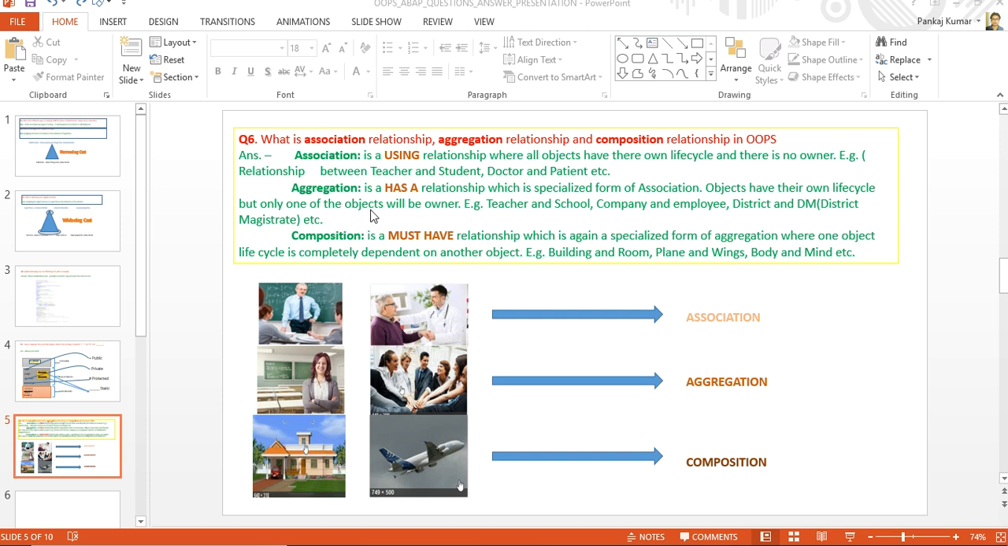For remembering purposes, I have also added a few pictures here. Here you can see teacher and student, and here patient and doctor; this is an association relationship. Now for aggregation, this is a school and this is a teacher, and here you can see company and their employee. And now for composition relationship, I have shown here the picture for building and room, and then here plane and their wings.